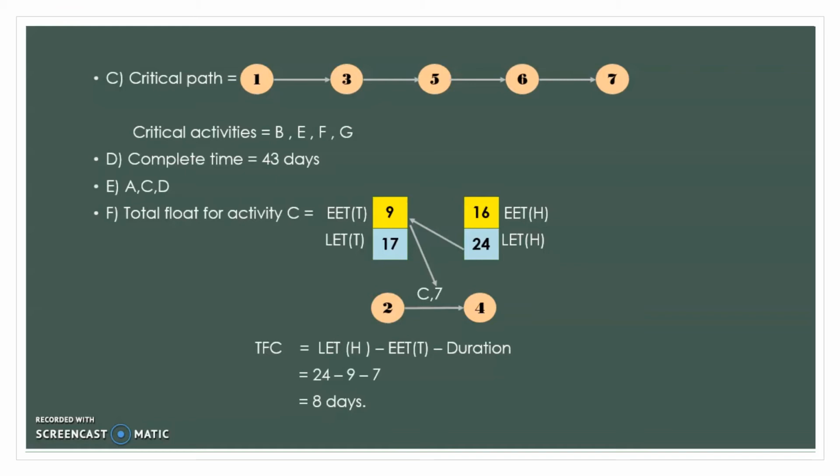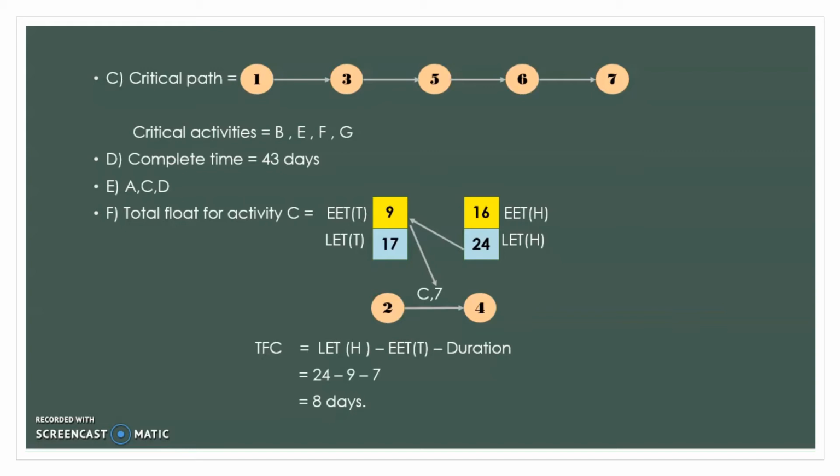Okay, then in E: which activities can be delayed without delaying the entire project? So it's about the non-critical activities. So they are A, C, and D.